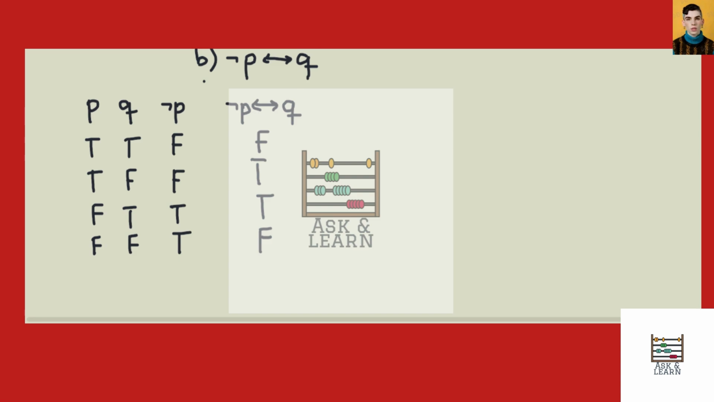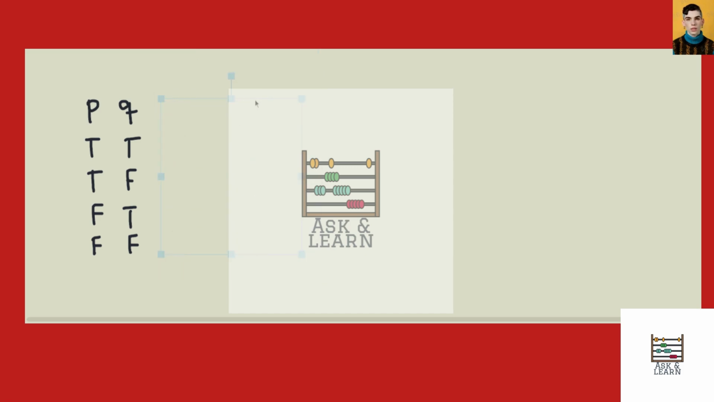Now let's get rid of this and solve C. Get rid of that one. Let's get rid of this. Let's write down C. So C, we're given P, conditional statement, Q, inclusive OR, negation of P, conditional statement, Q.